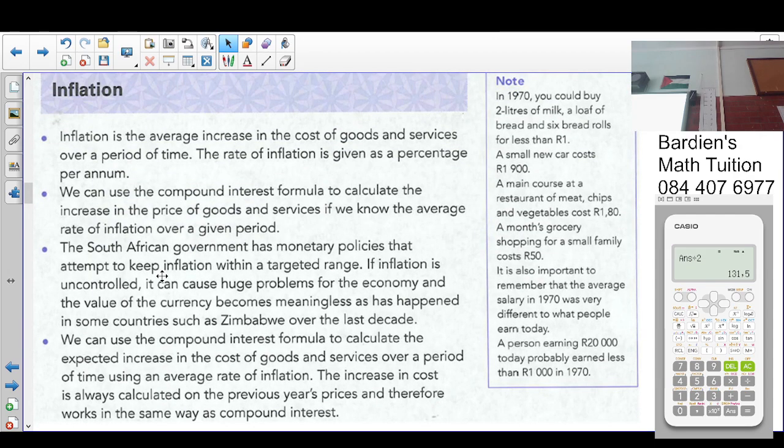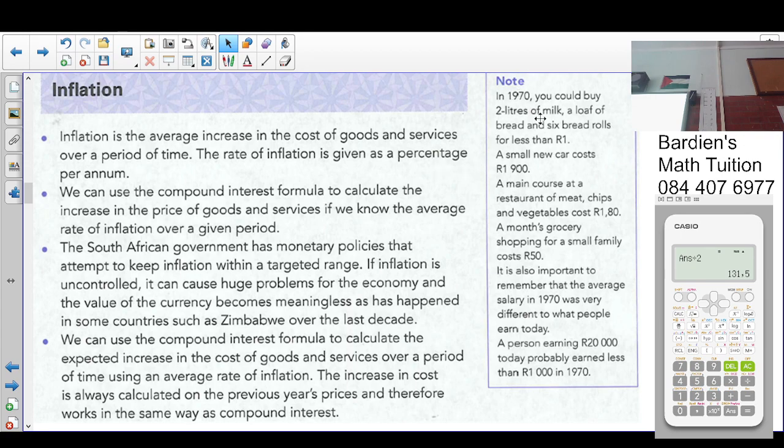So inflation. Inflation is the average increase in cost of goods and services over a period of time. The rate of inflation is given as a percentage per annum. So the prices of bread going up, eggs going up, all of those things are basically a result of inflation. Many other factors go into it, but inflation is calculated on a yearly basis. During the year it goes up and down, but it is worked out as an average over the year, over an annum, which is considered as a year.